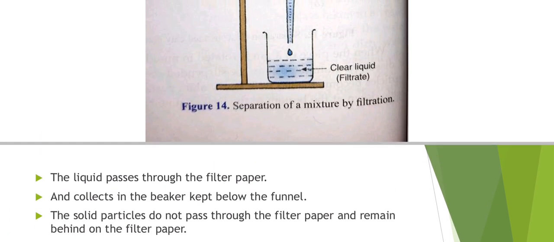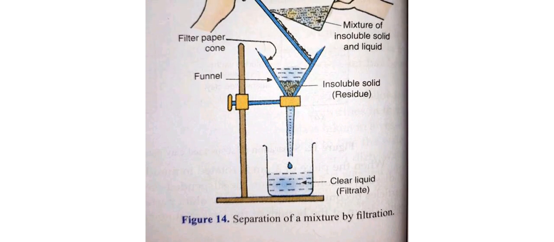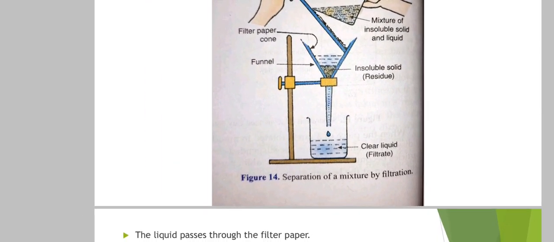Keep your textbook open with you. You can draw this figure in filtration also. It will become easier for you to understand. In your textbook it is also given, but here a labeled figure is given. With that labeling it is given: this is the funnel, this is the filter paper, this is the beaker, clear liquid filtrate. Everything is labeled properly and given.